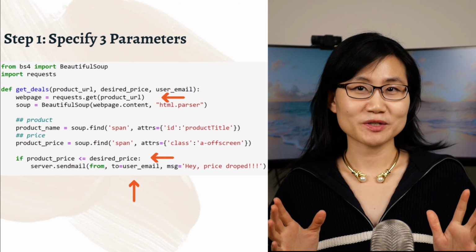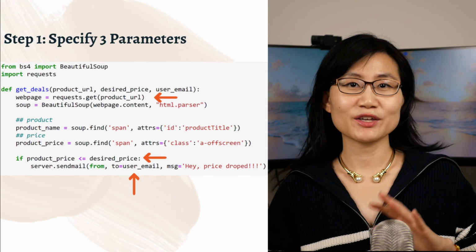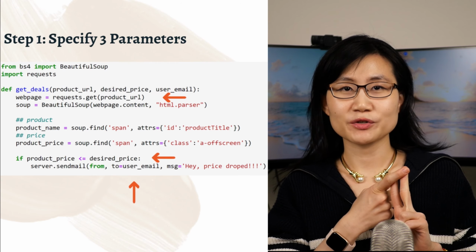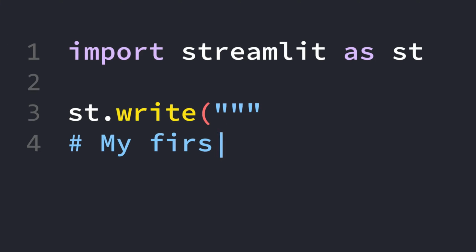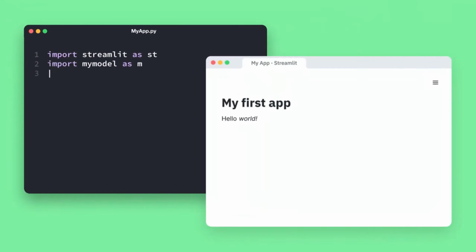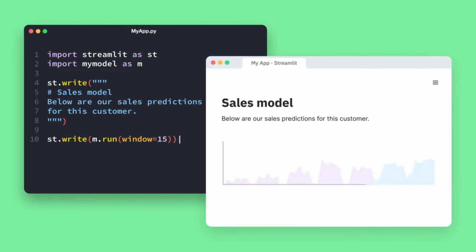First, take your web scraping script and create 3 parameters to take in users' input. They are product URL, price to compare to, and email address. Then you will create an interface with Streamlit. Streamlit allows you to build and deploy interactive apps without worrying about the front end. Super user-friendly.